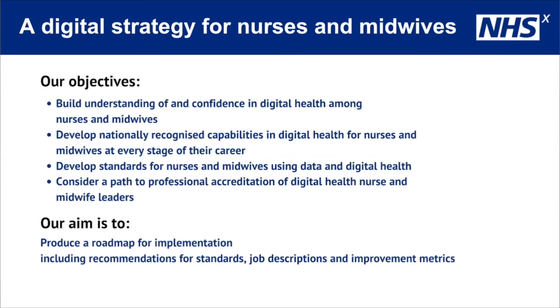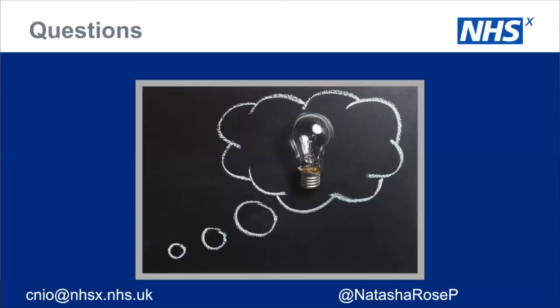And through doing this, we're going to do some wide engagement to build a digital strategy. So the aim is to build a roadmap for implementation, including recommendations for standard job descriptions, improvement metrics, the best bet technologies, the things that we need to focus on as a collective. And this Burdett opportunity to apply for grants to make changes is really fundamental to that community building and the shaping of the strategy.